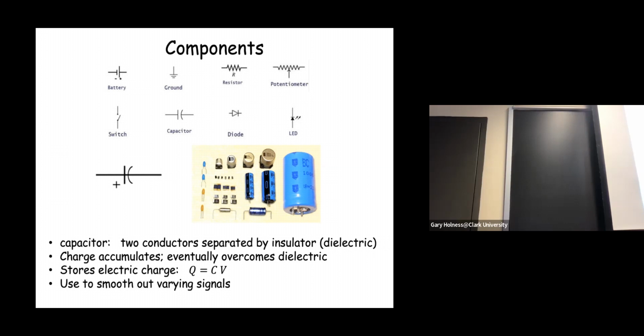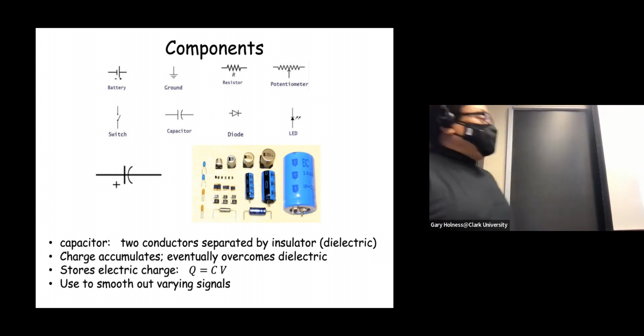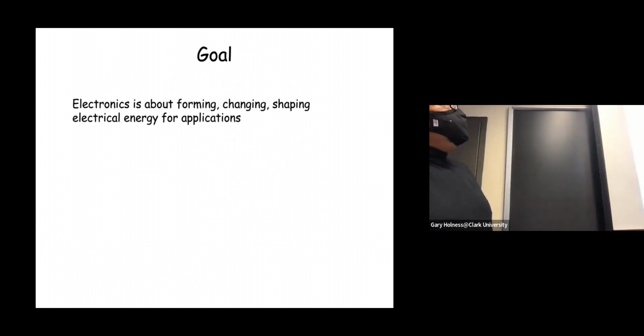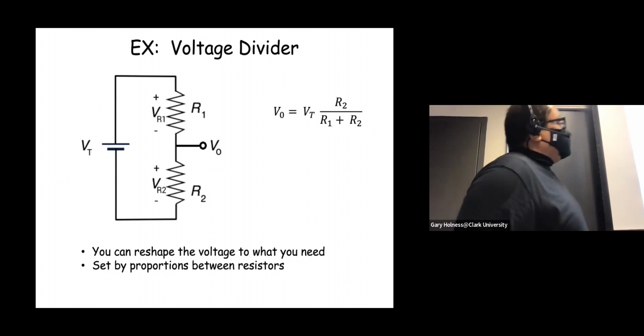All right. So some components, they do things, but you study what they do and what they bring to bear and how they change the appearance of your electrical signal so you can get it to do things for you in various ways. Okay, so we only have 2 minutes. In electronics, it's about forming, changing, and shaping your electrical current. This circuit is called the voltage divider.